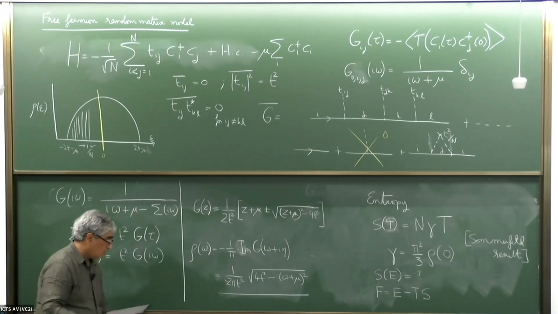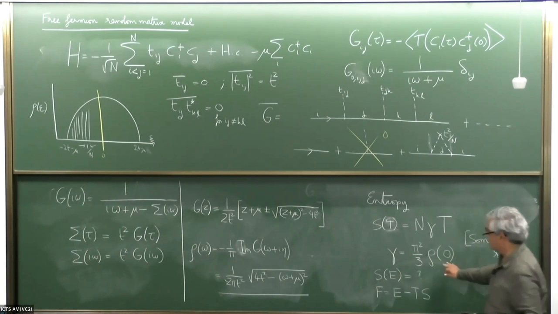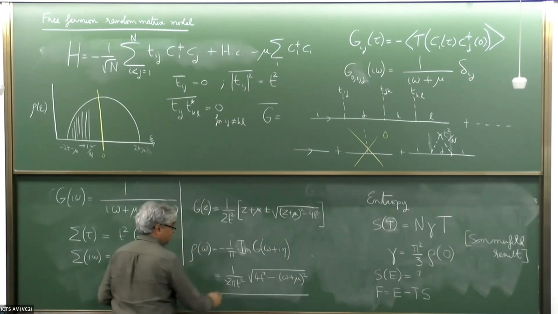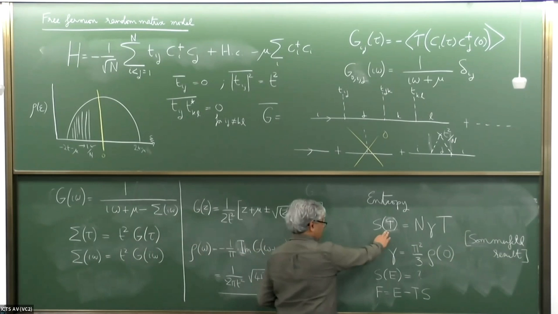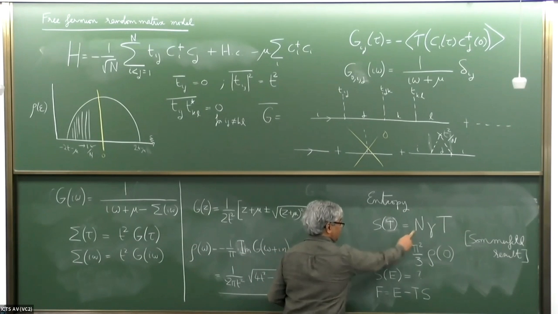Okay. Sabir, is the N in your formula for S because the density of states was actually N times rho of zero? So this is the single particle density of state, it's just a finite number that comes from this expression right here. And this is the total entropy of the many, many particle system. Okay, you're talking about this N here?